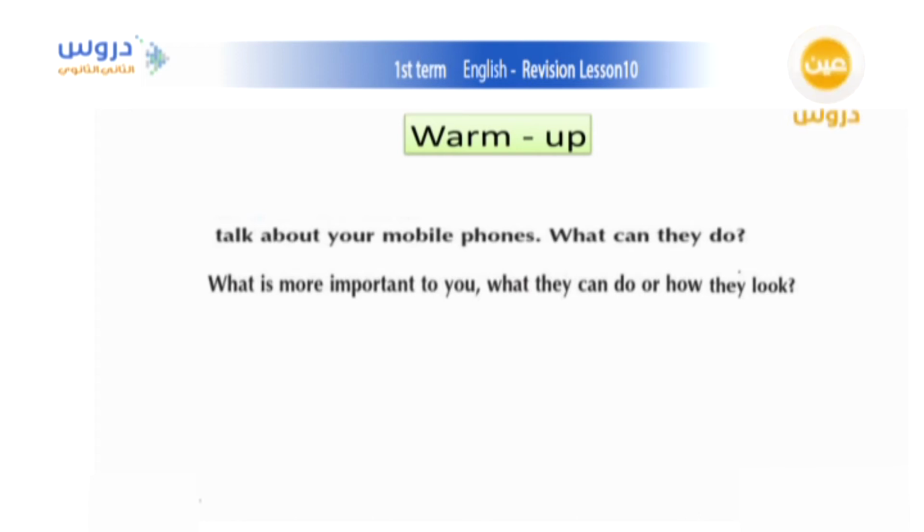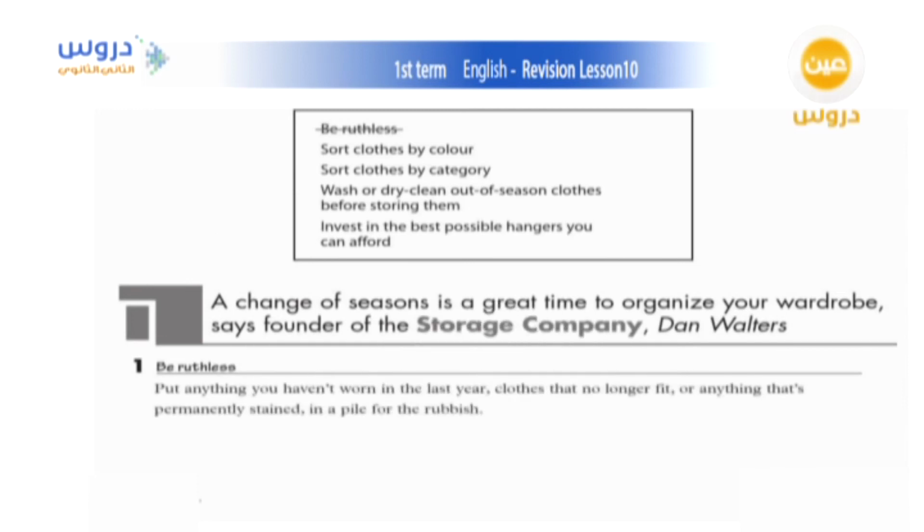Good. Now it's easy to remember this. Let's move on. Remember also, we got a bunch of vocabulary: sort your clothes by color, sort your clothes by category, wash or dry clean out-of-season clothes before sorting them, and number 4, invest in the best possible hangers you can afford.